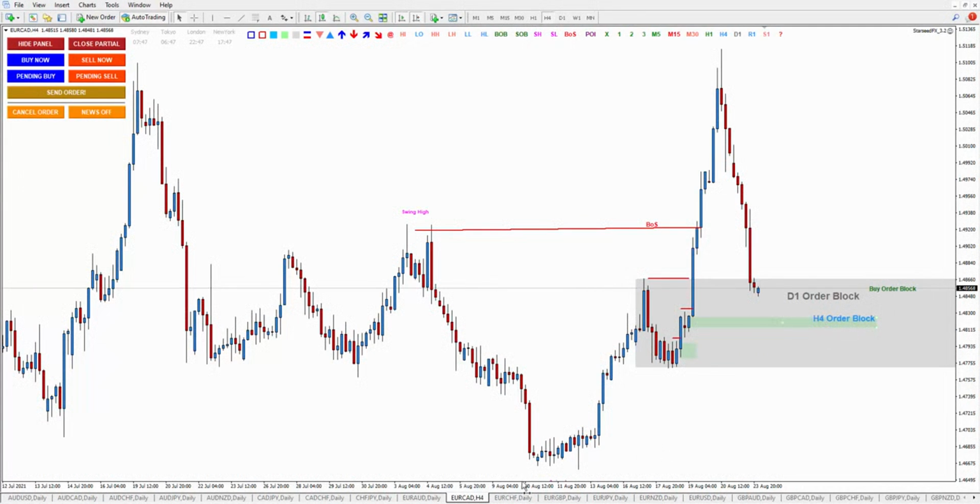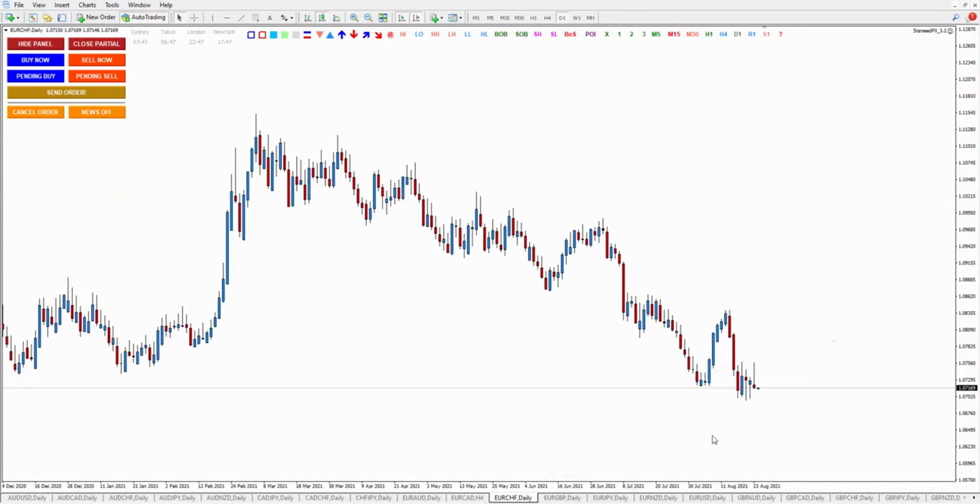Now let's go to Euro Swiss franc. This is not really great to me because there is a sideway around here. The price may go lower, you see, before going up to take this order block.